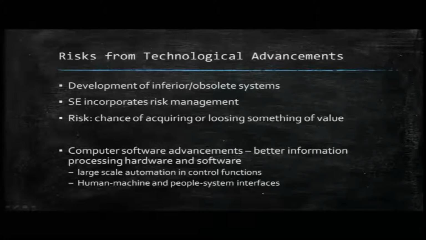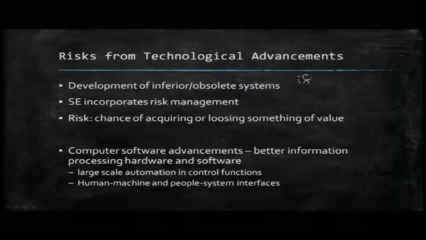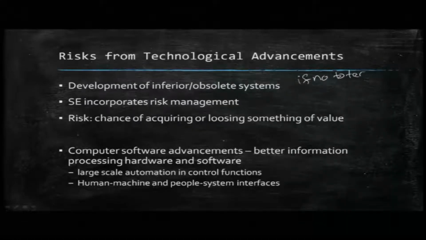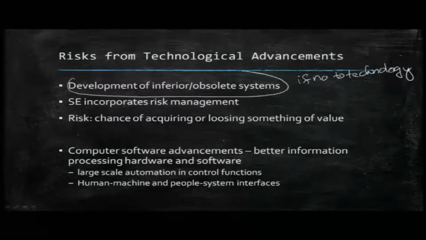Also, the technological advancements that we talk about are not without their own risk. We need to know the risk of technological advancements. One of the major risks is what happens if you do not embrace technological advancements. If a company or an organization says no to technology, they stand the risk of developing inferior or obsolete systems. Some of the public sector companies in India are good examples of this, where sluggishness in adopting advanced technologies has resulted in developing obsolete systems.